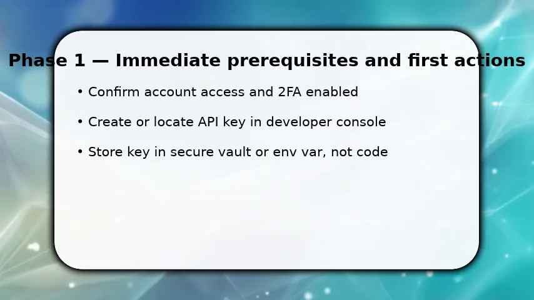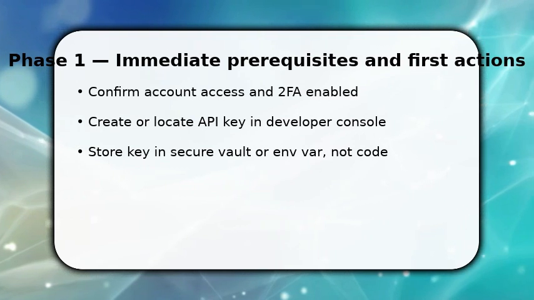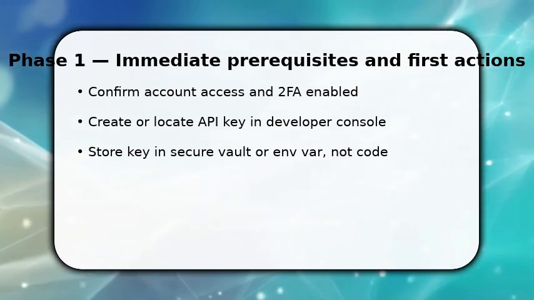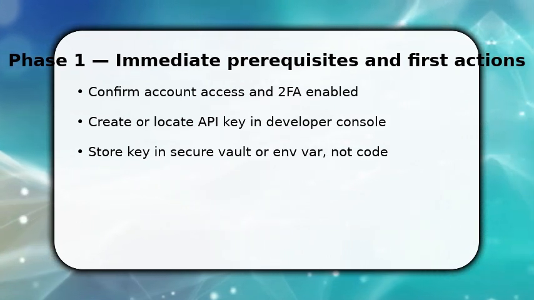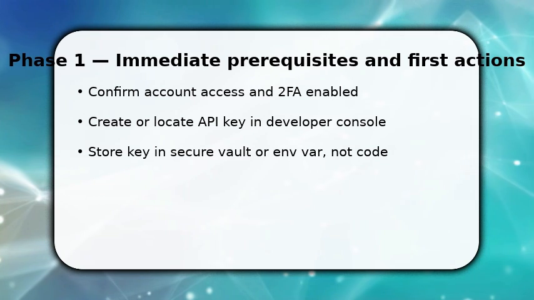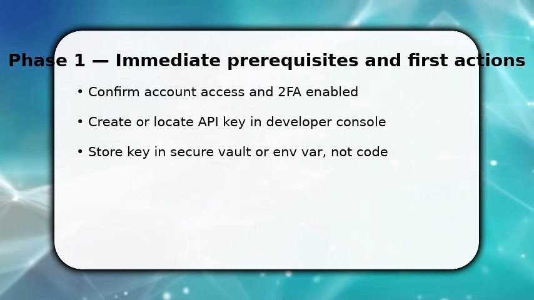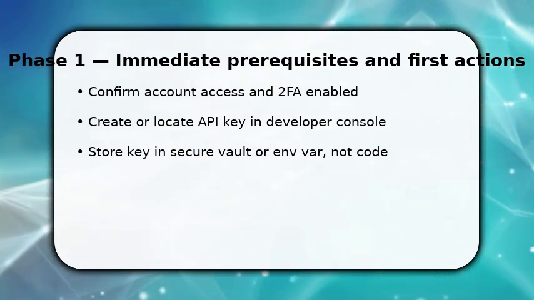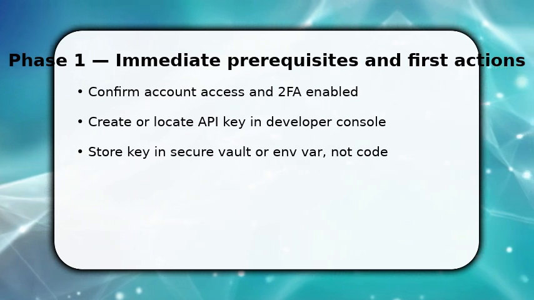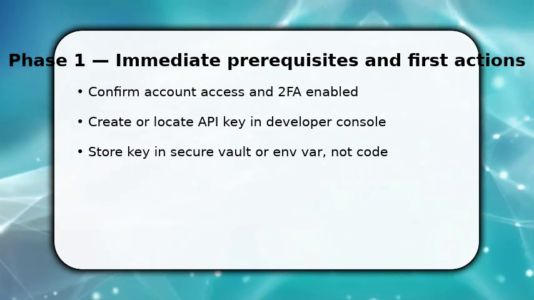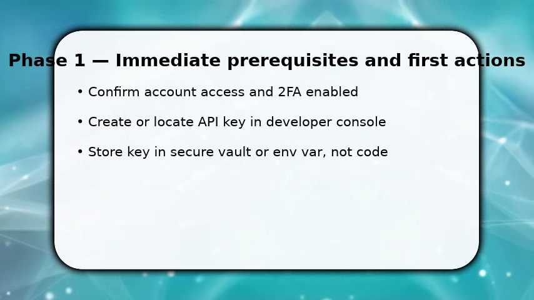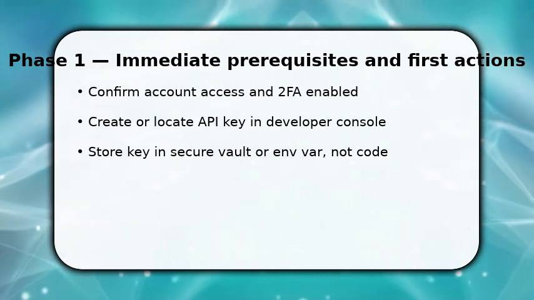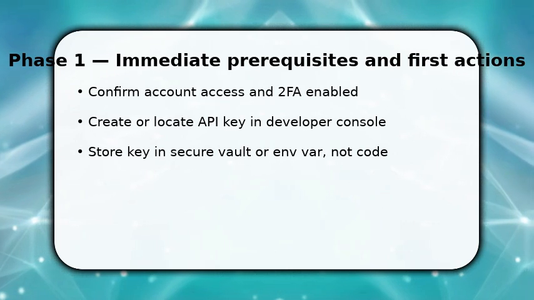You already have an account and 2FA. Now create your API key. Go to the developer console and generate a key, choosing permissions based on least privilege. Once created, copy it and immediately store the key in a secure vault or an environment variable on your machine. Don't paste keys into repos. Make sure to label the key clearly for rotation schedules and note its expiration. This prevents accidental overprivilege and simplifies later revocation.